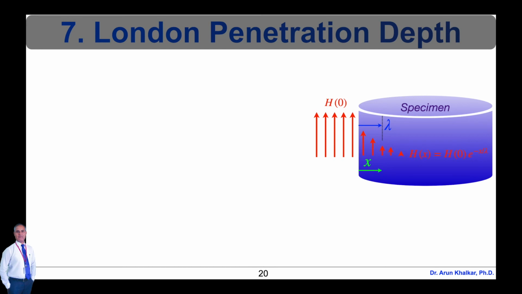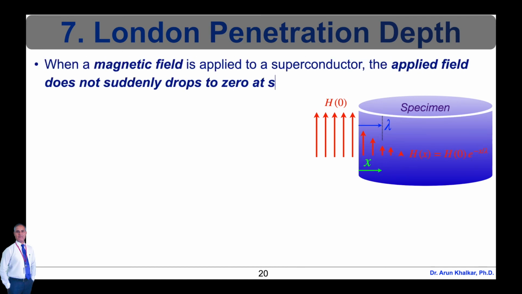As shown in this diagram, the London penetration depth refers to the exponentially decaying magnetic field at the interior surface of the superconductor. It is related to the density of superconducting electrons in the material. The fact of exclusion of magnetic fields from the interior of the superconductor is called the Meissner effect, which we have already discussed before.